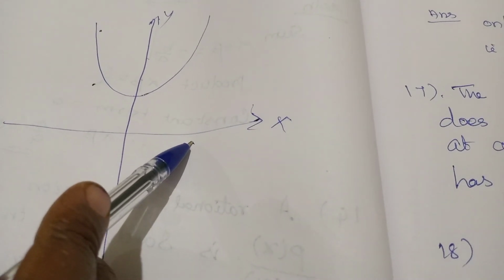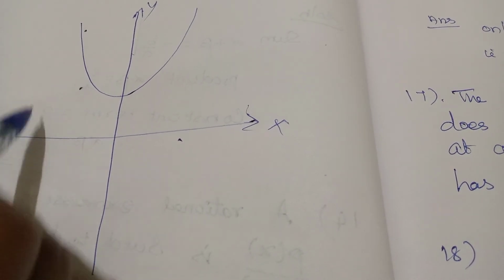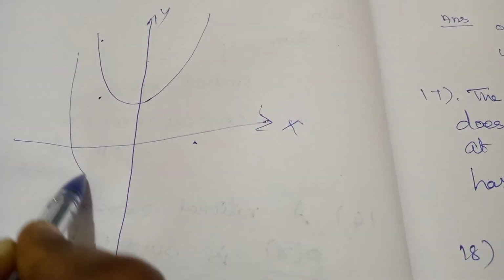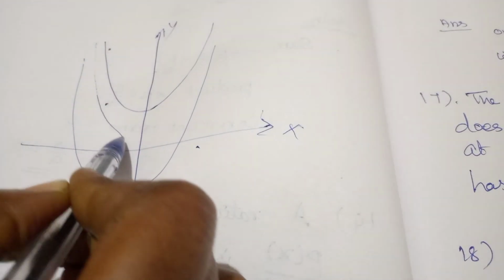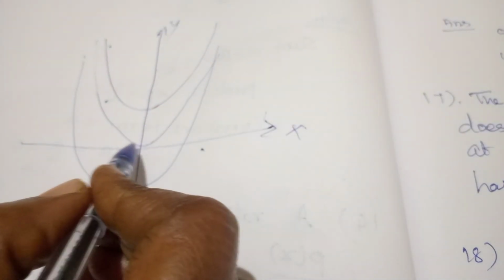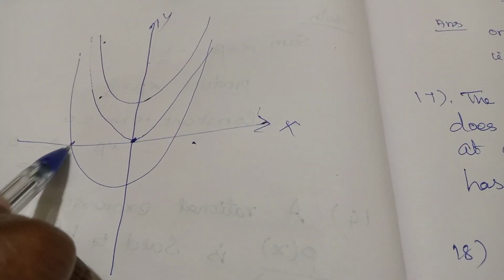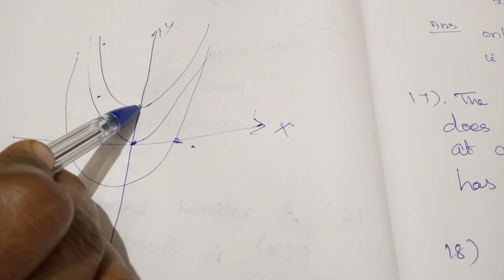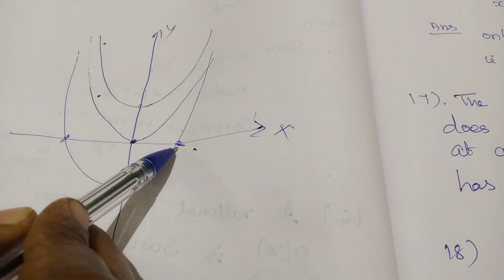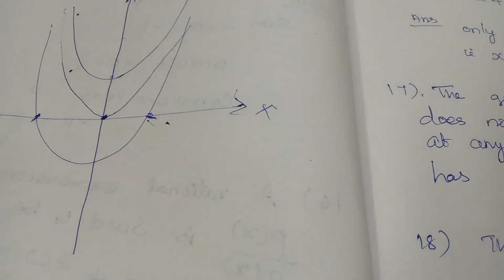Did you understand? If the graph intersects the x-axis, how is the graph? Likewise, or else likewise. Okay, it is touching here. In this graph it is intersecting here as well as here. The first graph does not intersect the x-axis, so there is no real root. Come to the next question.